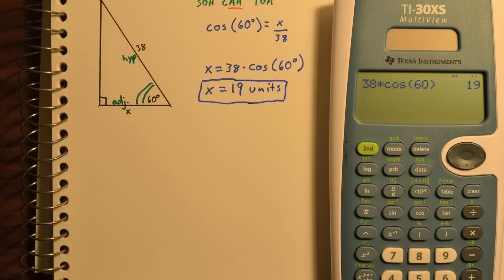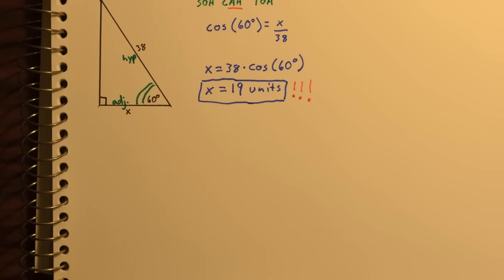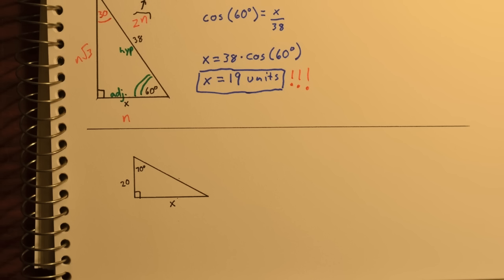Huh. Wait a minute. If we have a 60 degree angle in a right triangle, that means the other angle has to be 30 degrees. And so we have a special right triangle. So of course we would have the 2n side equals 38, which means n has to be 19.